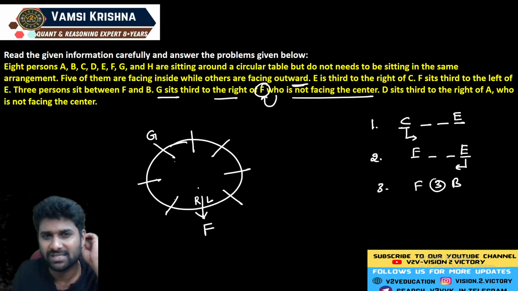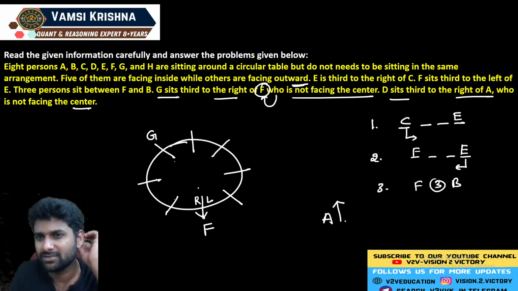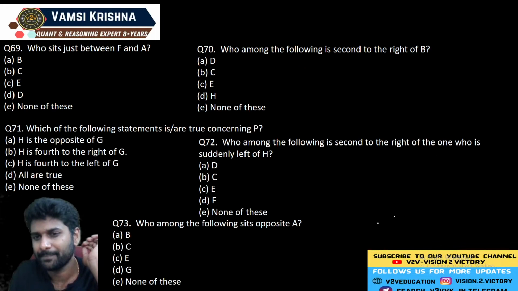Now the next point: D is third right of A, who is not facing the center. A is facing away from the center. D is third right of A.